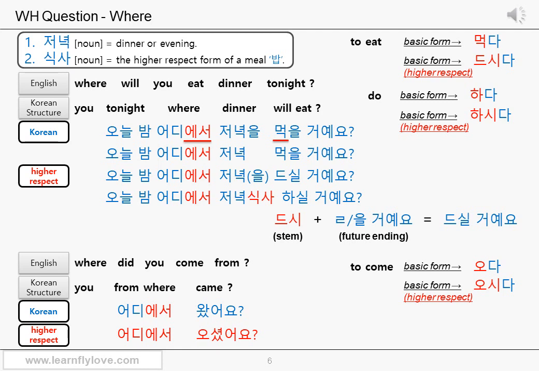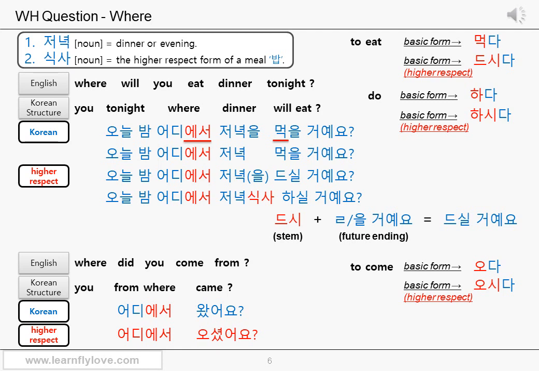Sometimes it would sound a bit more natural without the object particle 을 in real life conversation. 오늘 밤 어디에서 저녁 먹을 거예요? Can't remove the particle 에서, though. You know that. Then let's make a higher respect form.